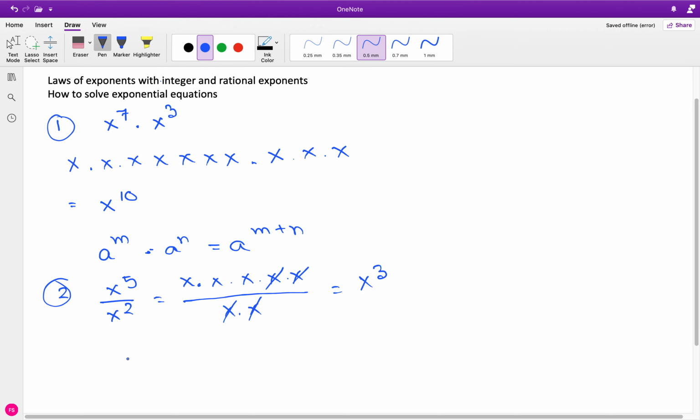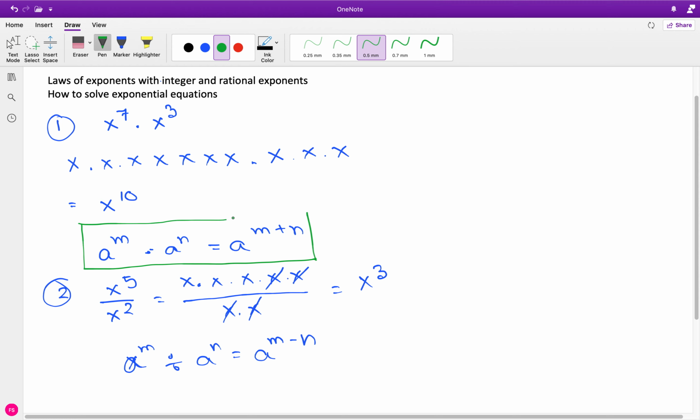So we can say that a to the power of m divided by a to the power of n will give you a to the power of m minus n. If you look at this and just subtract the powers, 5 minus 2, you will also get 3. So you don't have to do this every time. So this is our second rule. Let me just draw a box around it. Now let's move to the third rule.